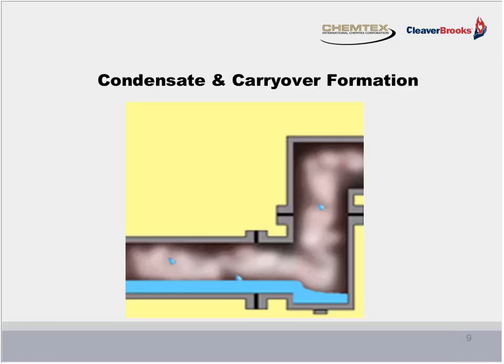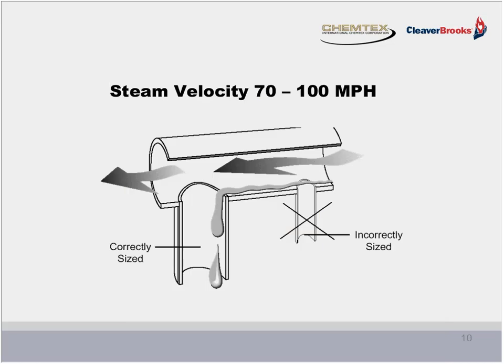Water hammer is the result of water sitting at the bottom of the steam pipe with steam passing over it at speeds often approaching 100 miles per hour. Now, this velocity moves the liquid along much like wind blowing over a lake, propelling the waves to the shore. You know, the higher the velocity, the larger the waves, and the speed at which the waves arrive at the shore.